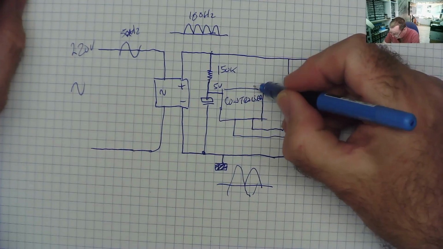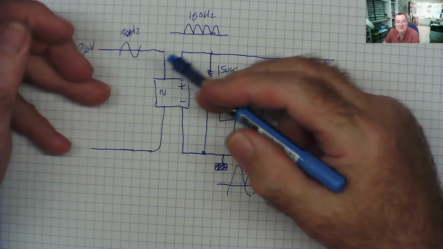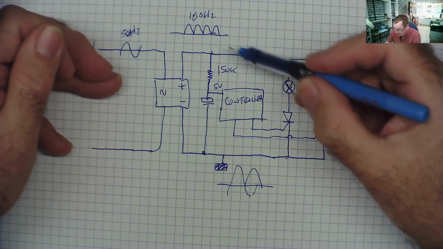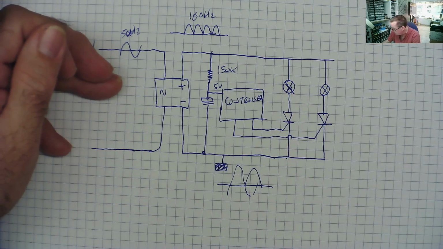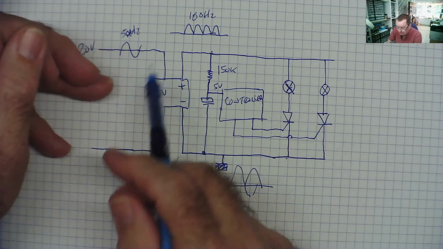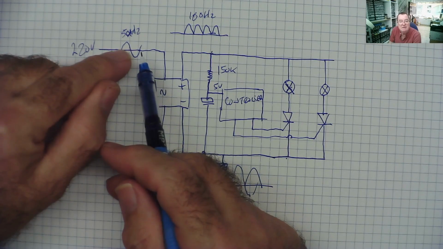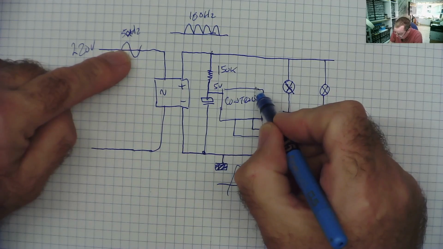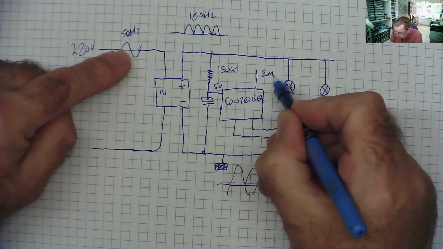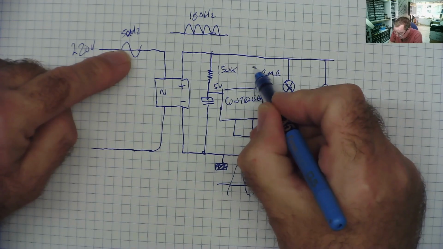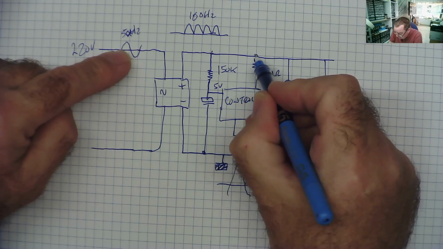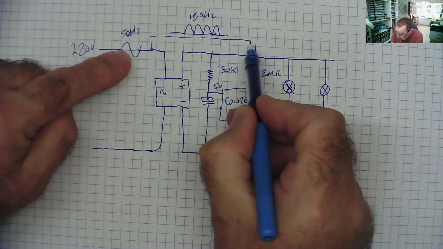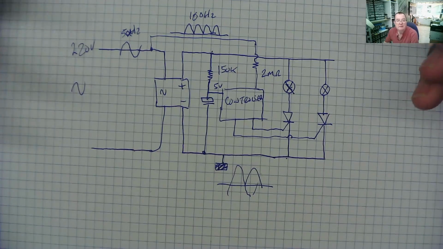And then we have the sensing for the AC, the 0 crossing, and in our case it actually is detecting directly from the AC coming in. So we have another resistor, 2 mega ohms, which connects to the AC. Okay, and that's how it works.